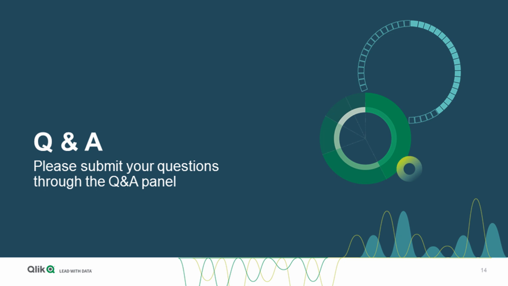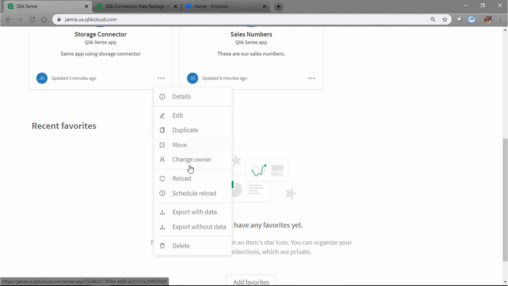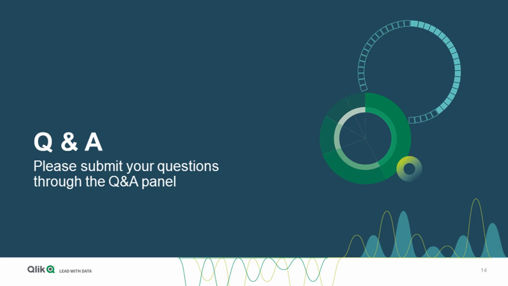Next question. Can users with the admin role trigger reloads or add new data sources? So as I mentioned, it's only the app owner, but what I didn't mention in the presentation is that you can change the owner of the app. So if you go to the ellipsis or the three dots on the app tile in the hub, there is an option there for change owner, and then you can change the owner to someone else, and they will have the ability then to trigger the reload or add new data sources.